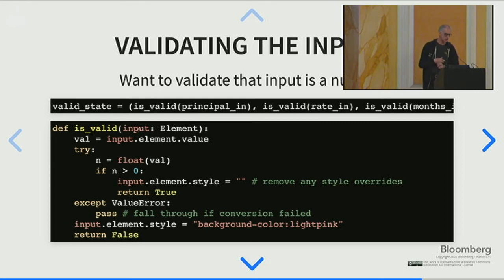And the way we're going to signal it to the user is that we're going to change the style of the element. So we're going to basically give it a pink background to indicate which one of these is bad.